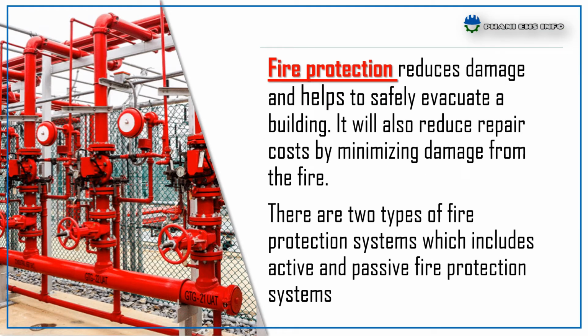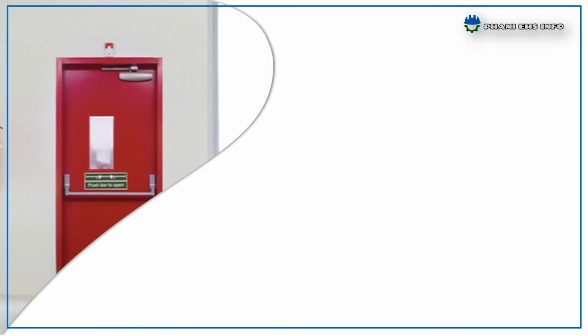Next, fire protection. Fire protection reduces damage and helps to safely evacuate a building. A fire protection system will protect the building's occupants by increasing their chances for evacuation. It will also reduce repair costs by minimizing damage from the fire. There are two types of fire protection systems, which include active and passive fire protection systems.